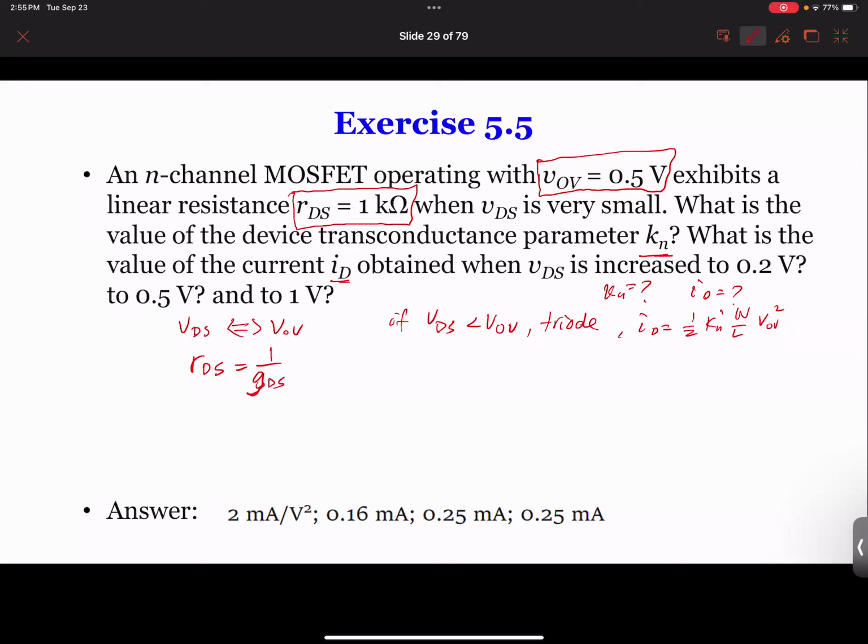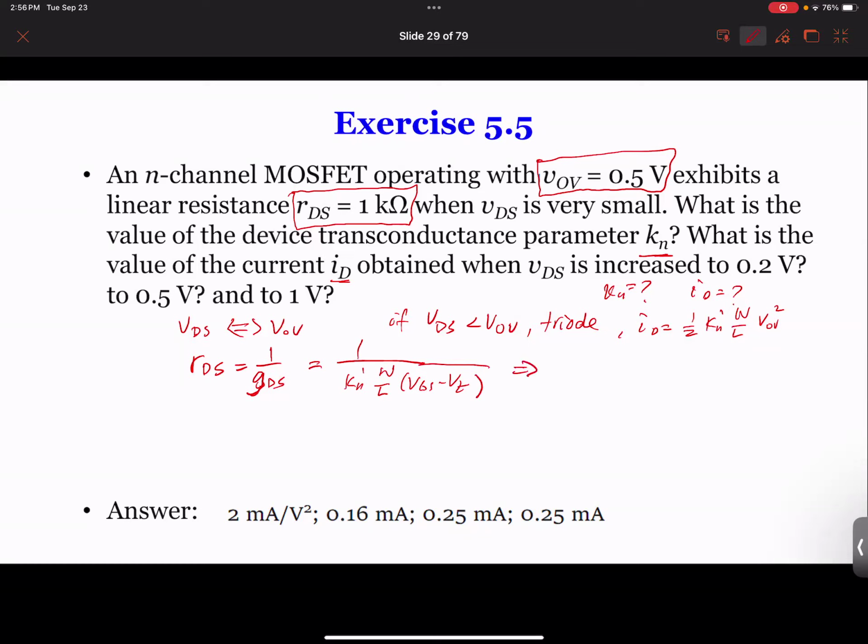It's the transconductance GDS, and the GDS equal to, we can rewrite this equation, is Kn prime times W over L times VGS minus VT. So this is the equation for RDS.